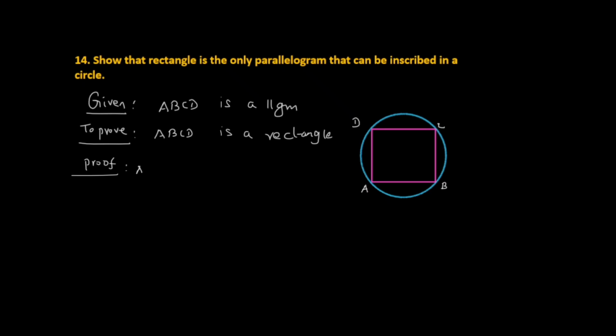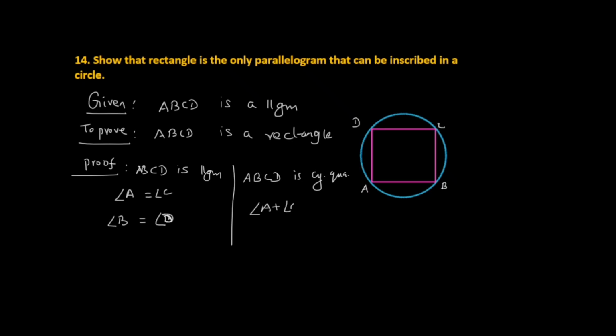So, if ABCD is a parallelogram, opposite angles are equal: A is equal to C and B is equal to D. At the same time, ABCD is a cyclic quadrilateral. So, accepting that condition, opposite angles are supplementary. Angle A plus angle C is equal to 180. So, when A is equal to C, twice angle A is equal to 180. So angle A is 90, and angle C is also 90.